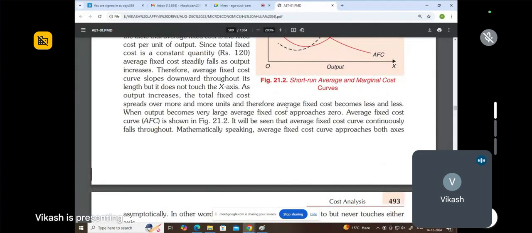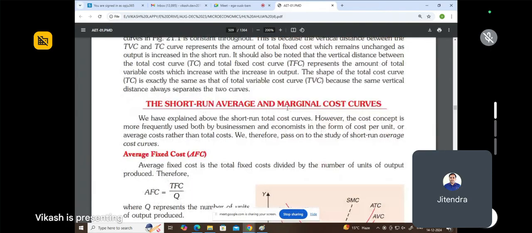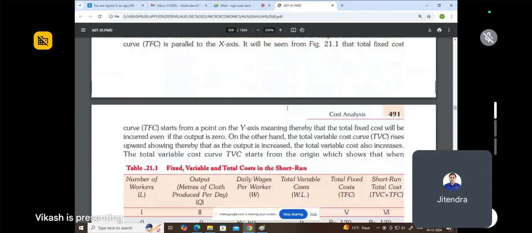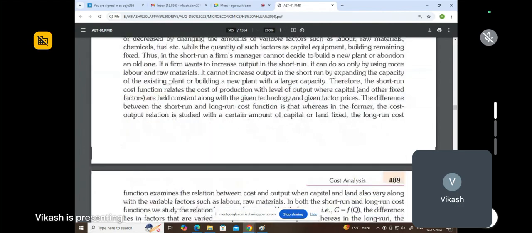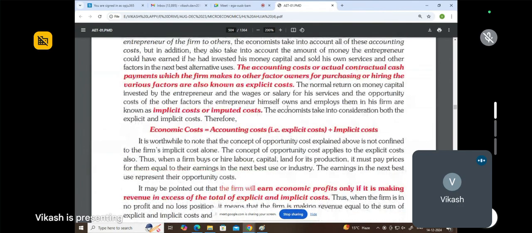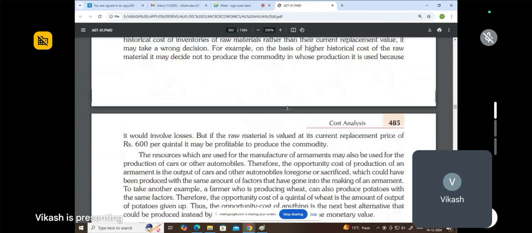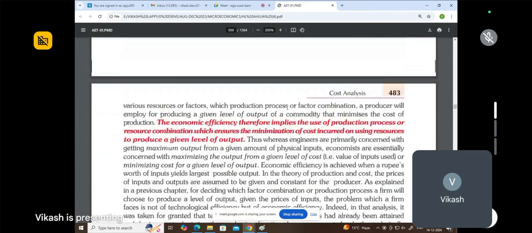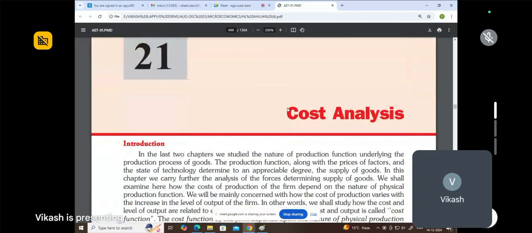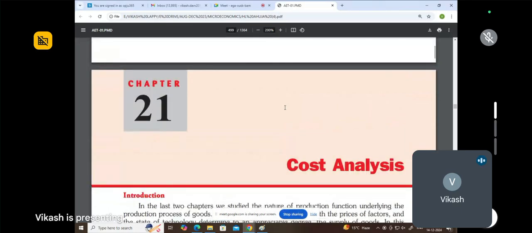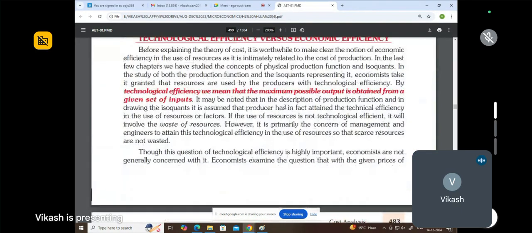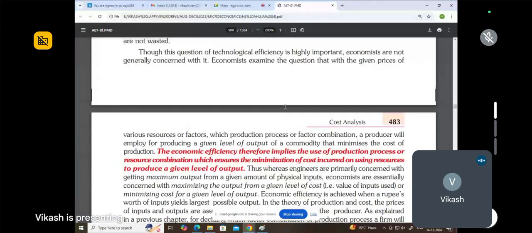I think we have started cost also in class. Let me know. No, sir. Not started. Okay, let's do it now then. Yes, cost analysis, chapter 21, page number 482, cost.